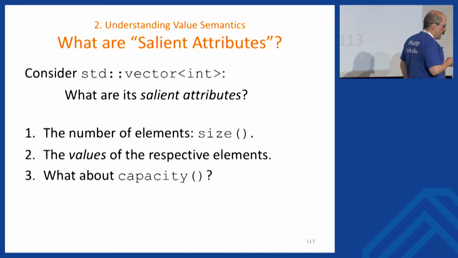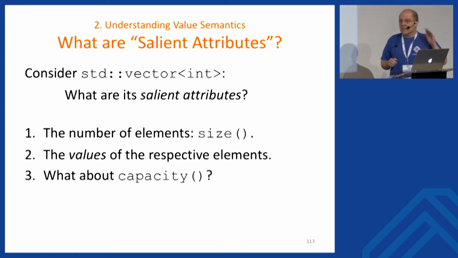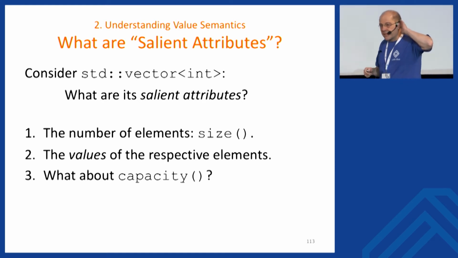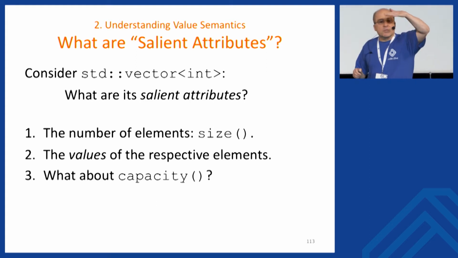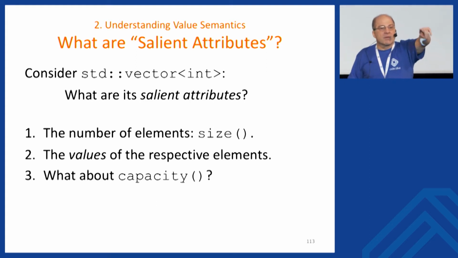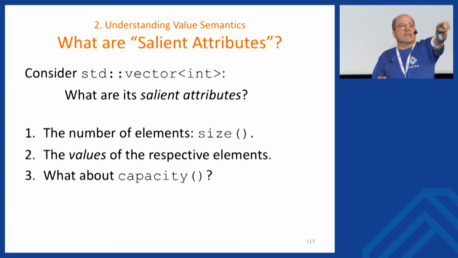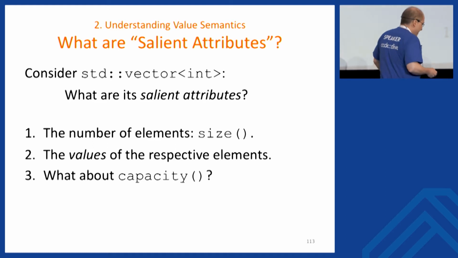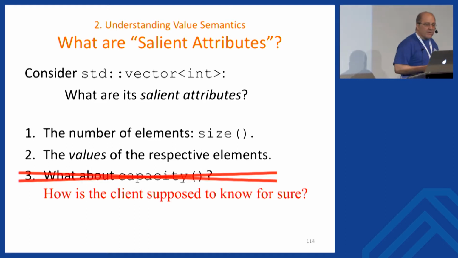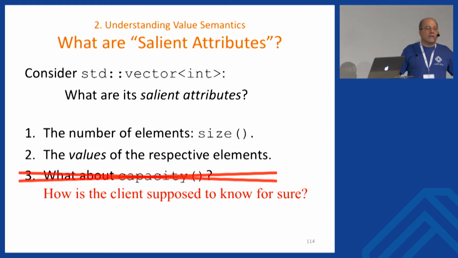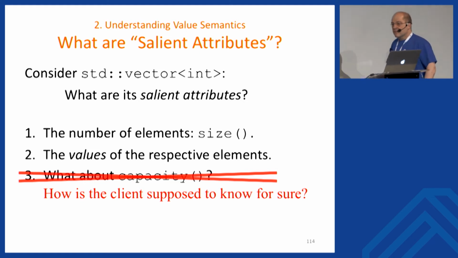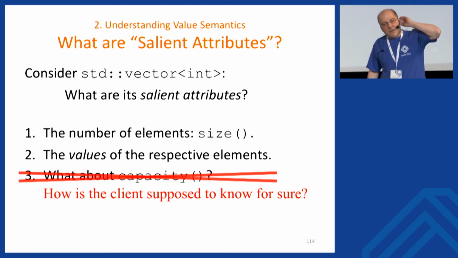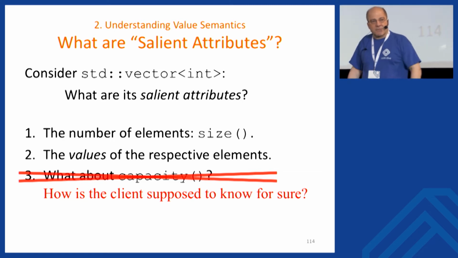How about capacity? Is that salient? Yes or no? Somebody who's brave and really willing to stand up for what they believe. Yes or no? Raise your hand. Who said no? Now say it. No. Yes, you're right. So how do we know that capacity is not salient? How on earth would we know that? It's part of the implementation, but I can get it. I can ask a vector for its capacity, right?